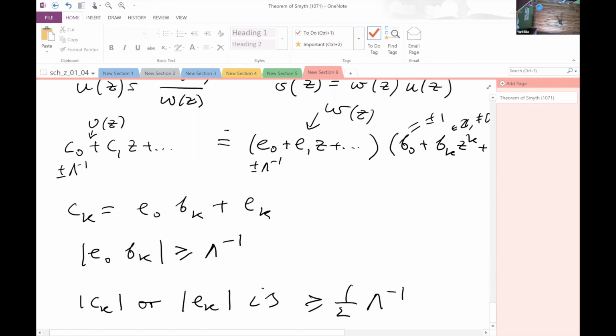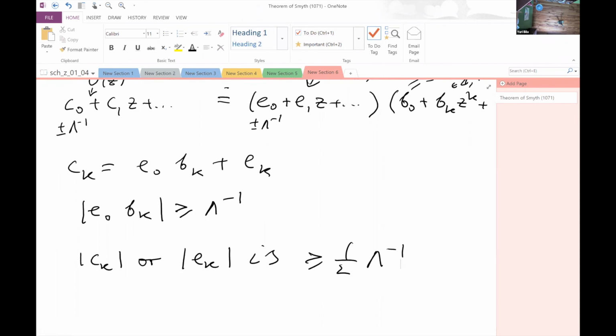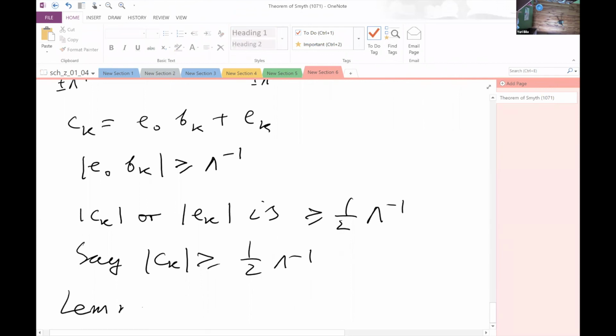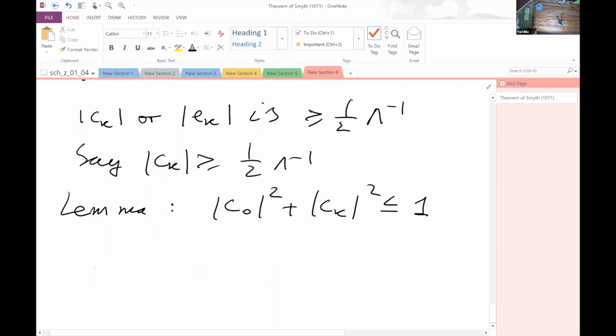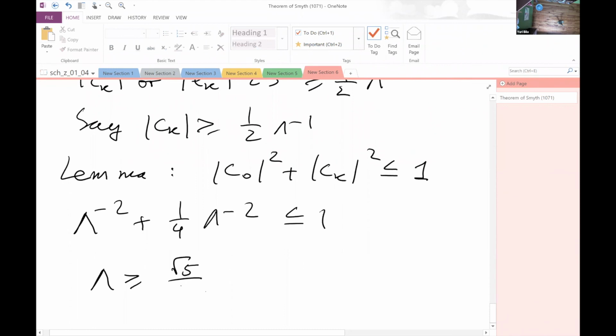At least half. They cannot both be smaller than half. For instance, if C_k is at least half, then by the lemma that we proved in the beginning, C_0 squared plus C_k squared is at most 1. So what does it give? It gives that (lambda minus 2) plus 1/4 (lambda minus 2) is at most 1. And this implies that lambda is at least the square root of 5/2. And beta.